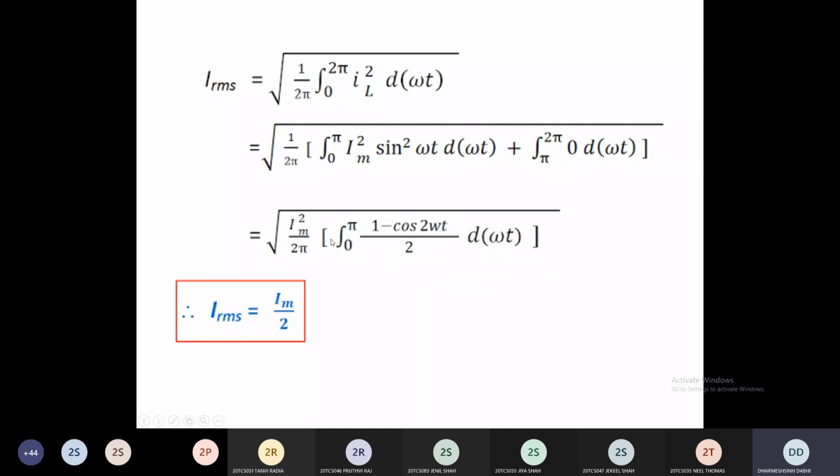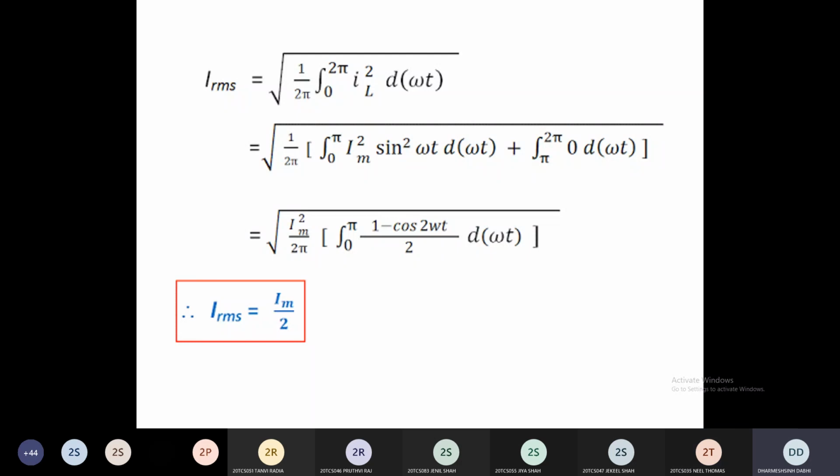So finally the integration of this whole term, that is what? Pi. Yes or no? And this pi is cancelled out here. So the only remaining term is square root of Im square divided by 4. So come out of the square root, so it becomes Im by 2. Yes or no? All of you get this? Yes, sir. Okay. So I hope all of you get this value.